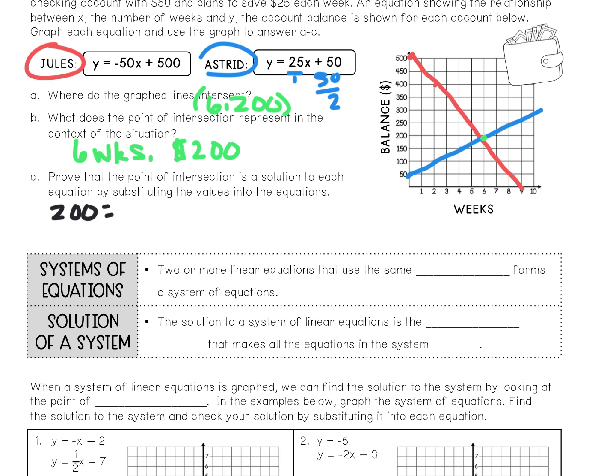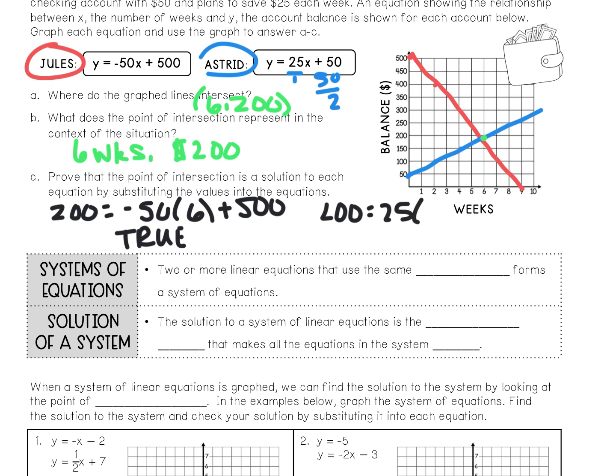So in Joules, 200 equals negative 50 times X plus 500. When we put that into the calculator, we get true. And for Astrid, 200 equals 25 times 6 plus 50, which is also true in the calculator.